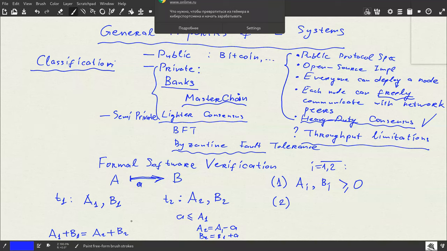Well, minus transaction fees, but suppose that it is a private network in which there are no transaction fees. Transaction fees are zero. In this case, we have this fundamental property, A1 plus B1 equals A2 plus B2. And interestingly enough, however simple this property looks, it was sometimes violated.